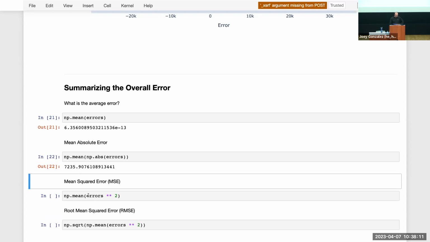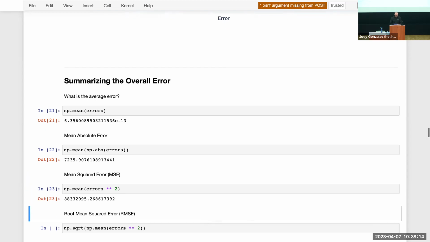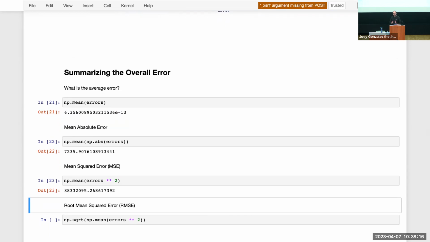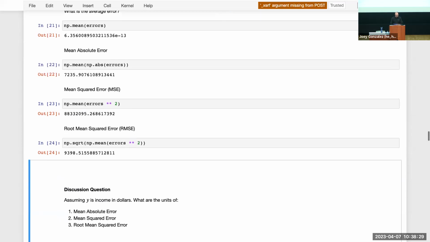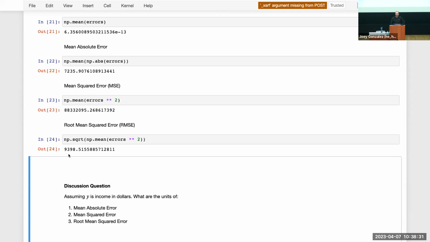There's another error, which is the error that most people would use when doing this kind of analysis, which is the squared error. So this is the mean squared error, and this is in units of dollars squared. I don't know what that number means. I don't know how to think about that number. But if I take the square root of it, that's in dollars again. Now, why is this number bigger than this number?